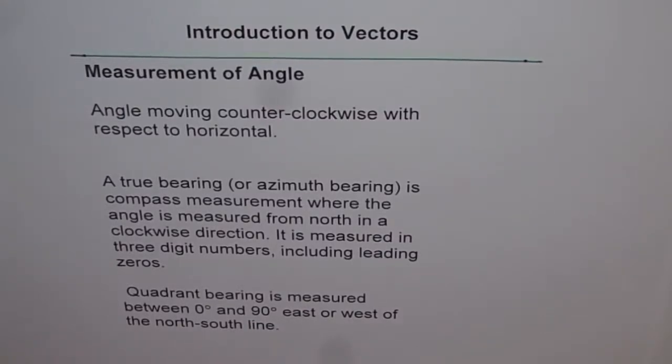Introduction to vectors. As you know, vectors have two major components. One, magnitude, the other one is the direction. And to define direction, we take help of angles. So let's now understand how to show direction for a vector.